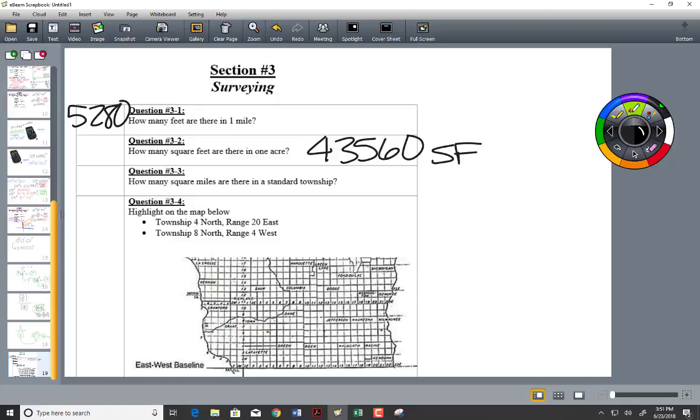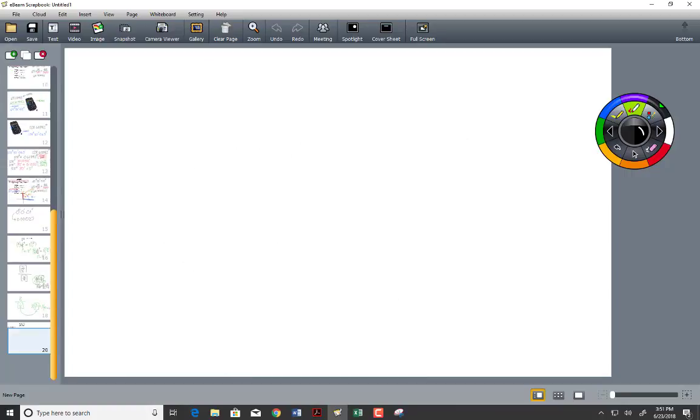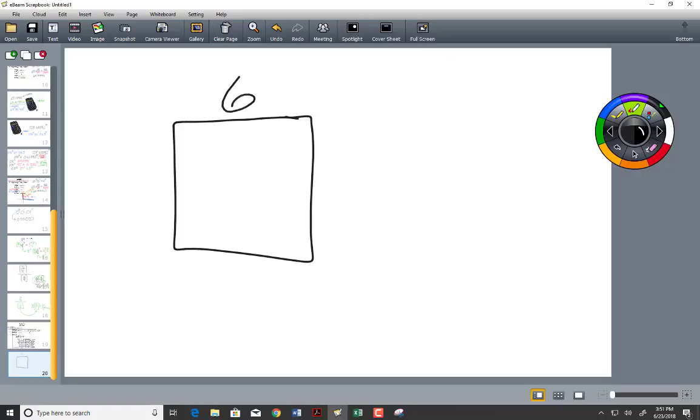How many square miles are there in a standard township? A standard township is what? 6 by 6. So a standard township is 6 miles by 6 miles, correct? Which gives me 36 square miles. So 6 miles by 6 miles is 36 square miles.